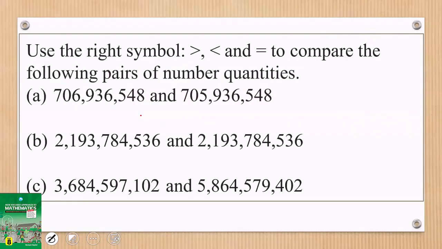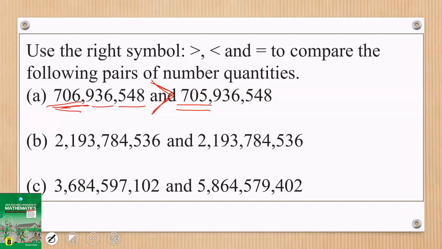Let's look at this example too. Use the right symbol to compare the following numbers. So here we have 706,936,548, and here we have 705 million. So you can see the difference. So 706 million, 705 million, then that means 706 million is bigger than 705 million. For that matter, we can say this is greater, so I can put greater than in between that. So 706 million is bigger than 705 million.